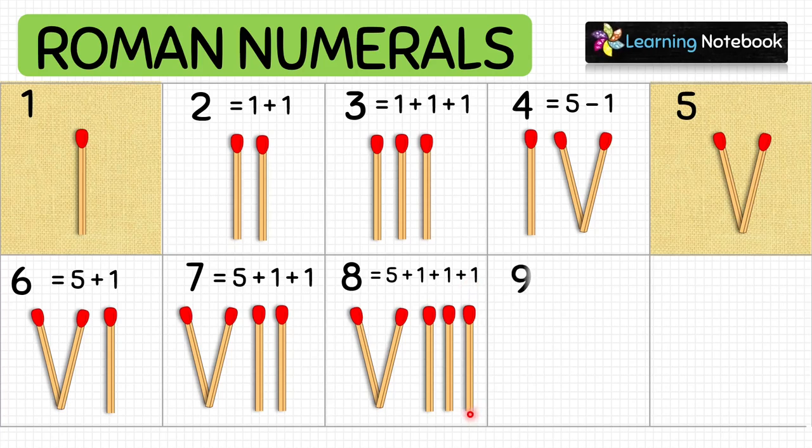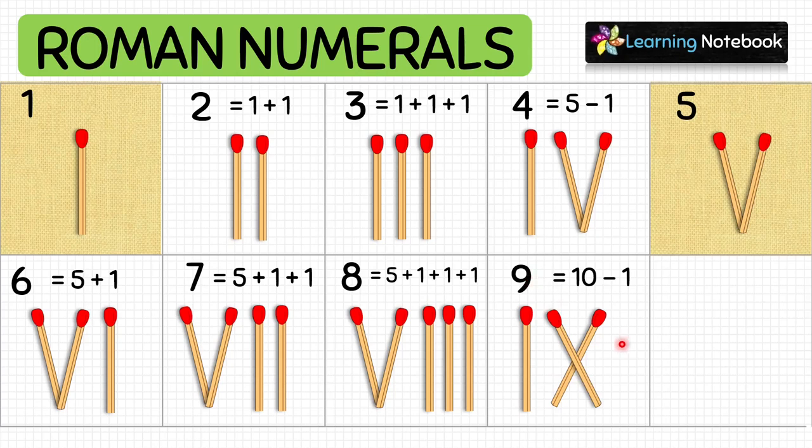Next let's find out Roman numeral for number 9. 9 can be written as 10 minus 1. So here we have subtraction. So it means we will write the smaller numeral first. So let's paste I and then 10 is represented by X. So we will paste matchsticks in the form of letter X. So IX is the Roman numeral for number 9.